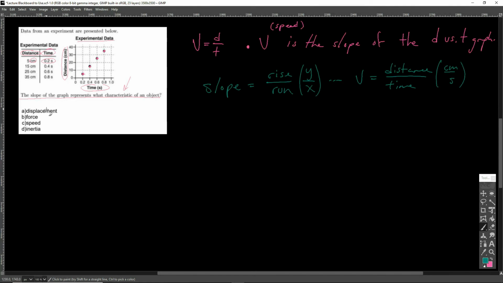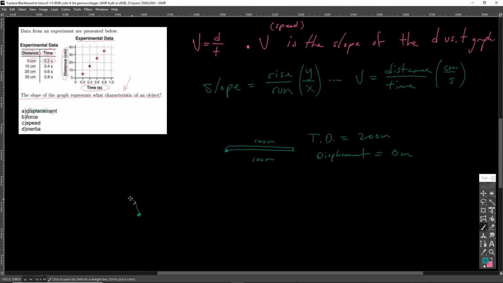So look at the answers. Displacement's not true. Displacement is actually, remember, the total distance traveled, including direction. So if I traveled 100 meters in this direction and then I turned right around and traveled 100 meters right back, my total distance, I'll just say TD, was 200 meters, but my displacement would be 0 meters. It's like the total distance traveled when you're done.